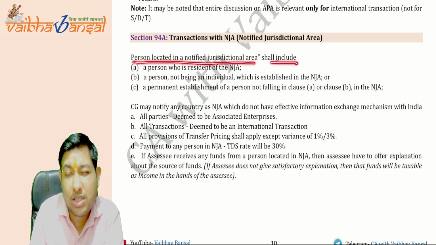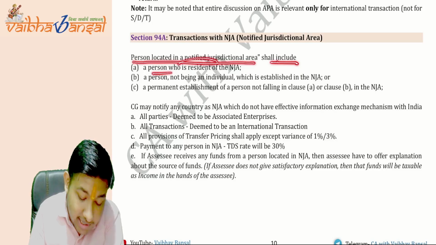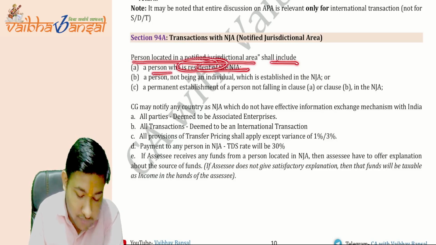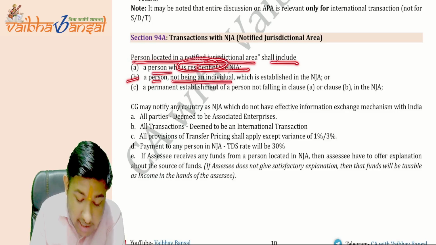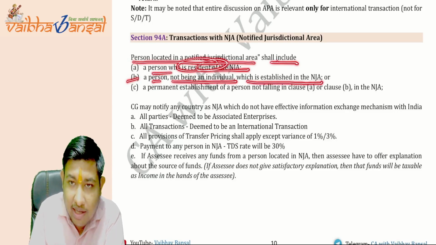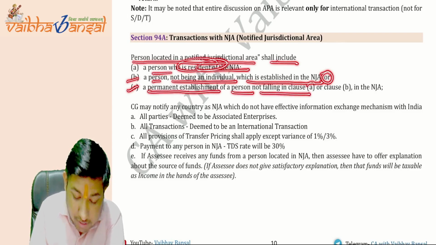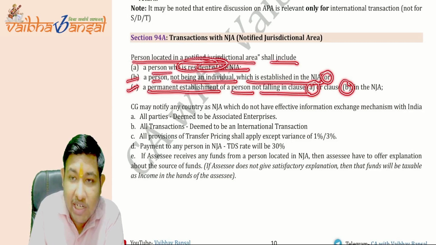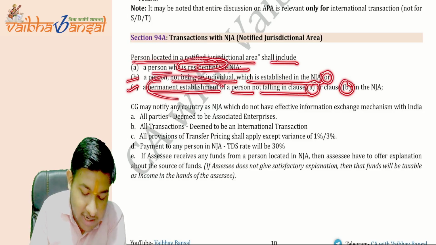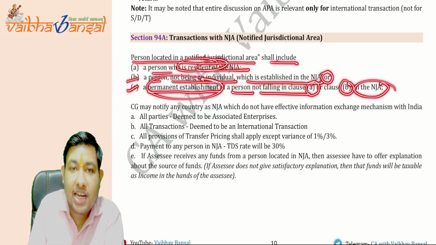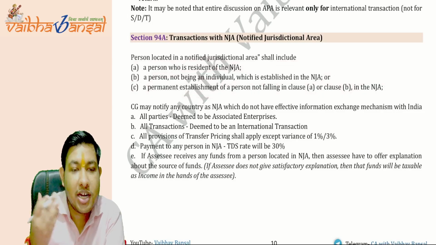So what does it say? A person located in the NJA shall include: who is the person located in the NJA? A person who is a resident of the NJA. Who is a resident of the NJA? A person not being an individual which is established in the NJA, or a permanent establishment of the person not falling under clause A or clause B. Any person who is not falling under clause A or clause B, if he has a permanent establishment in the NJA, will be considered a person located in the NJA.